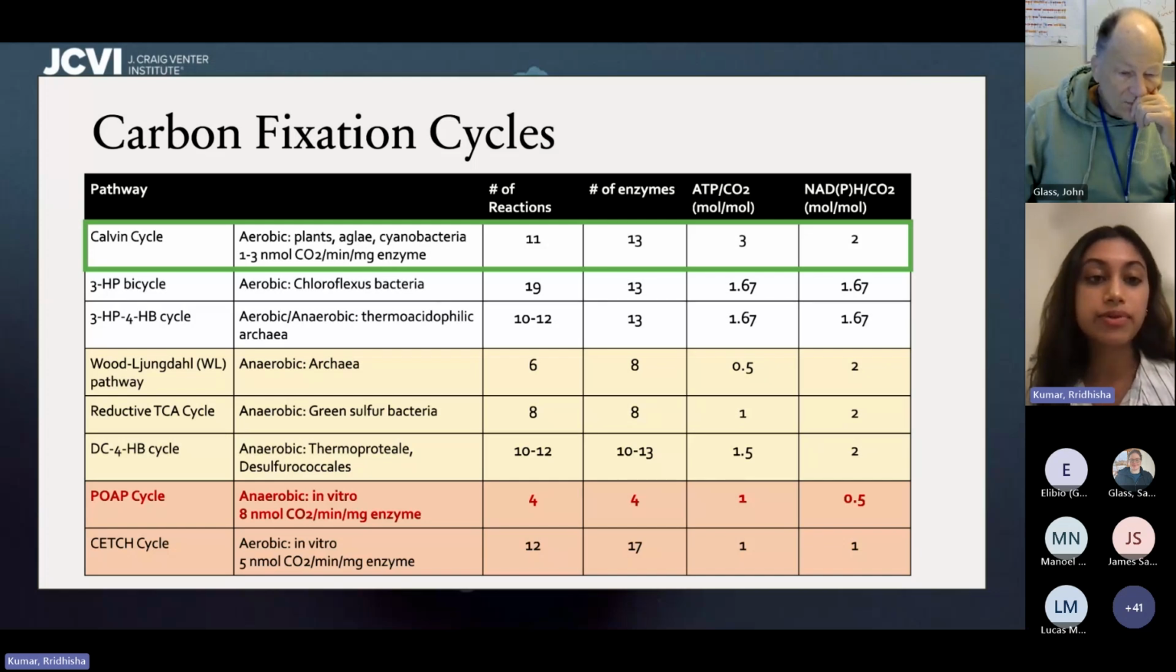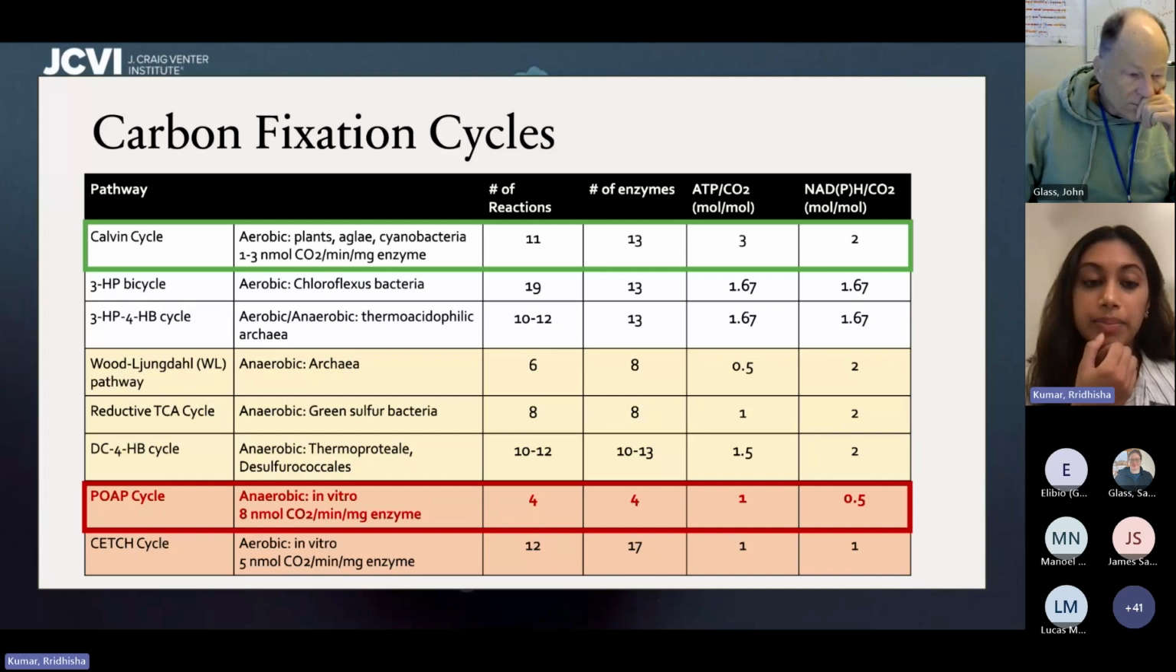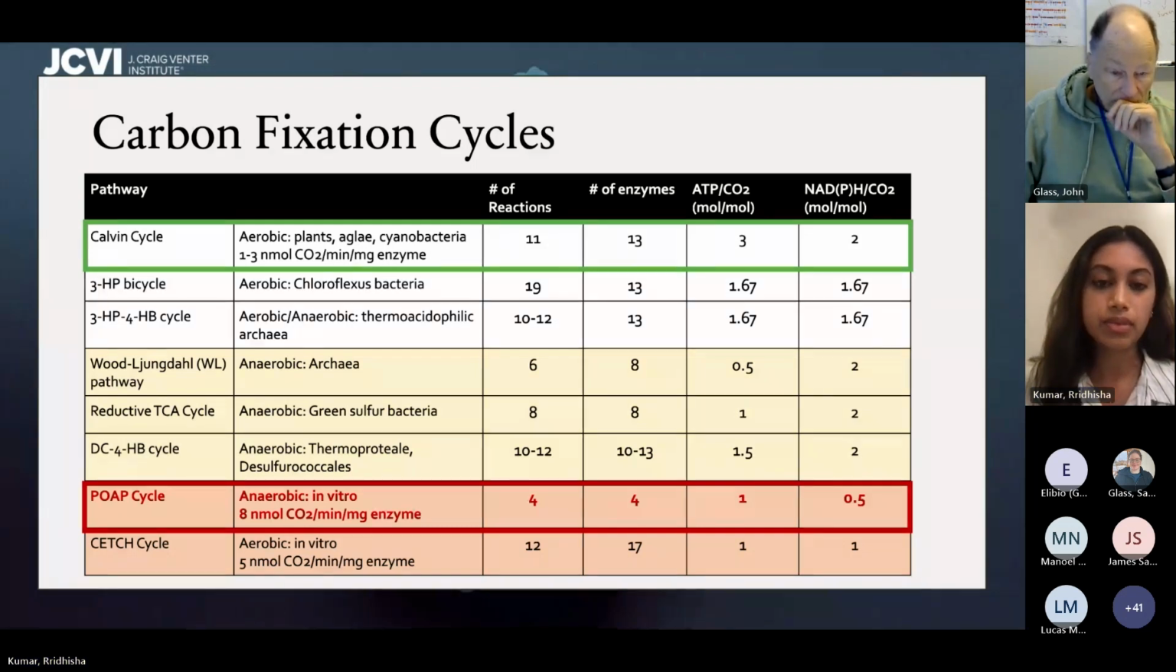Because of that, we wanted to focus on synthetic carbon fixation cycles that have been created to be more consolidated and more efficient for fixation. One of these is the POAP pathway, which has a higher carbon fixation rate than the Ketch cycle, which was the first synthetic cycle, and it can fixate carbon at a rate of 8 nanomoles of carbon dioxide per minute per milligram, and it only has a quarter of the reactions and enzymes needed, which is just 4.